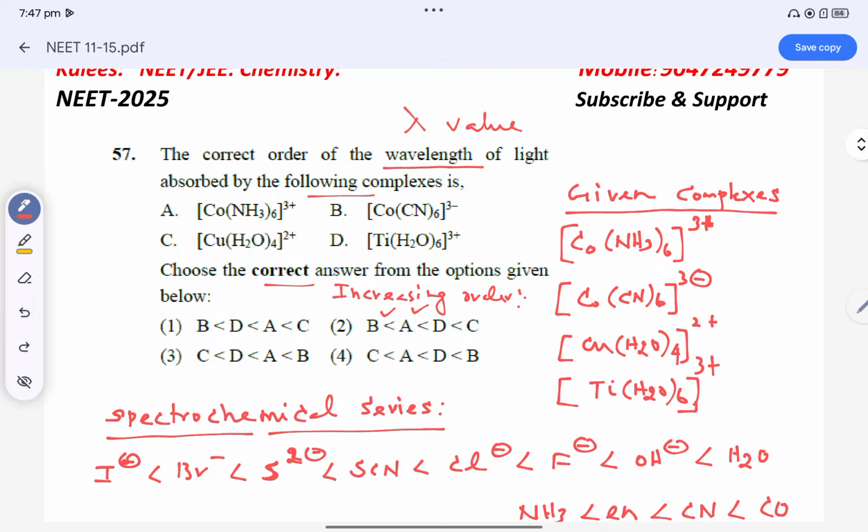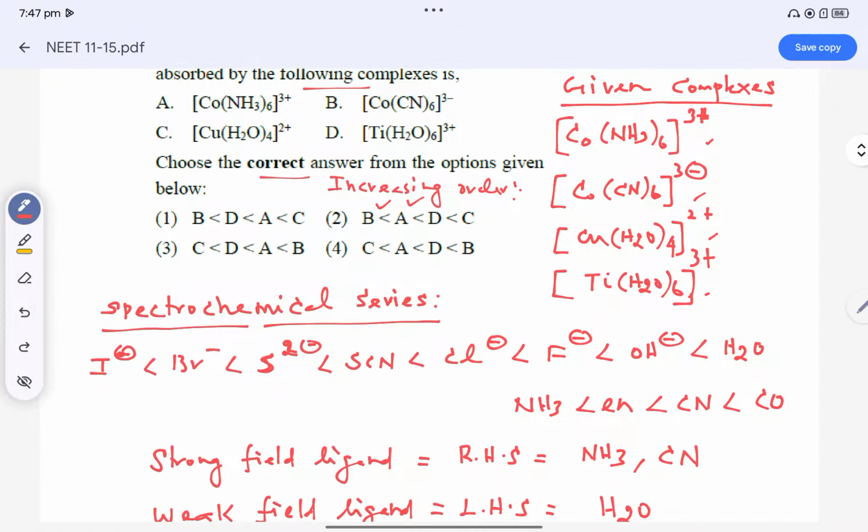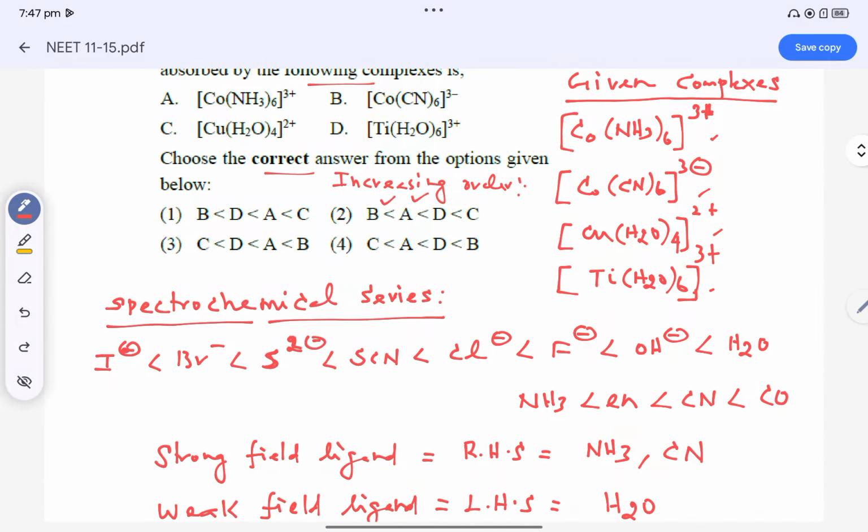Okay, what are the given complexes? Cobalt hexamine, hexacyanide cobalt, tetra aqua copper complexes, and hexa aqua copper complexes are given. So here, when we go to solve this problem, you must know the general concept of the spectrochemical series.